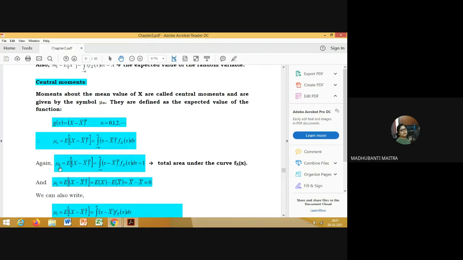So from this, if you want to find the zeroth moment, then mu 0 will be equal to the expectation of (x minus x bar) to the power 0, or in this expression it is the integral from minus infinity to infinity of (x minus x bar) to the power 0 fx dx. Again this term will be 1. So the value of the zeroth central moment will be equal to 1, the total area under the curve fx, or density function.